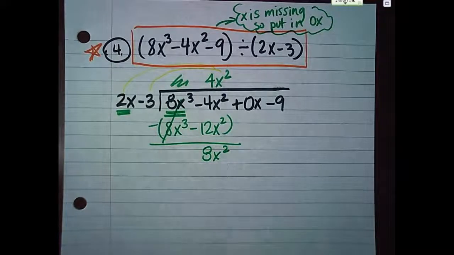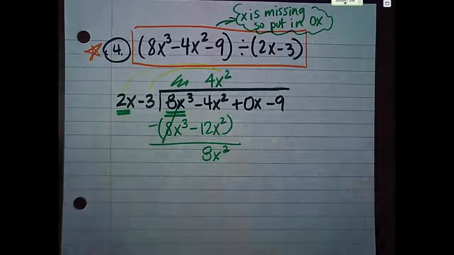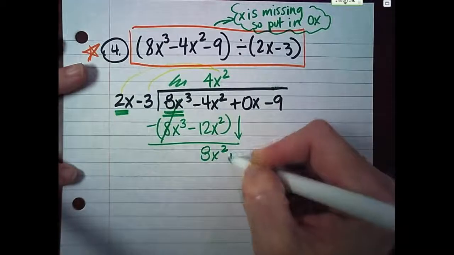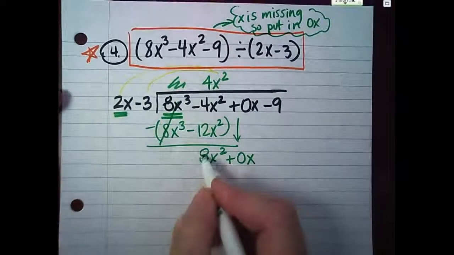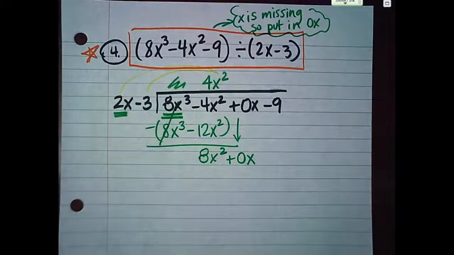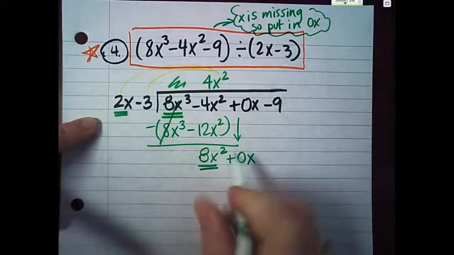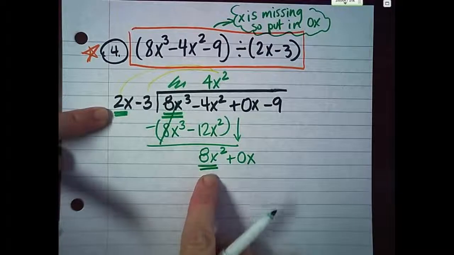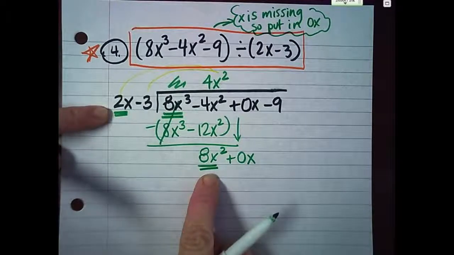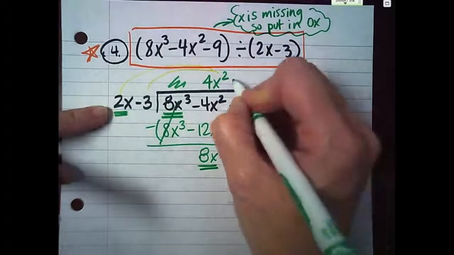Okay, here's where it gets kind of strange. Look what would have happened. What's our next step? Bring down the next term, correct? So right now we have 0x. So go ahead and bring that down. And I'll show you. This is where you'll see why we needed a 0x. If I put x, I'm going to try to fit 2x into 8x squared. So we need 4x, correct? So there's my plus 4x.